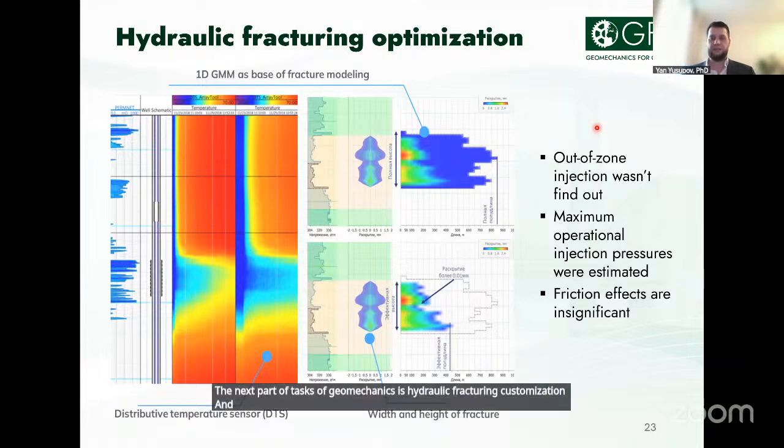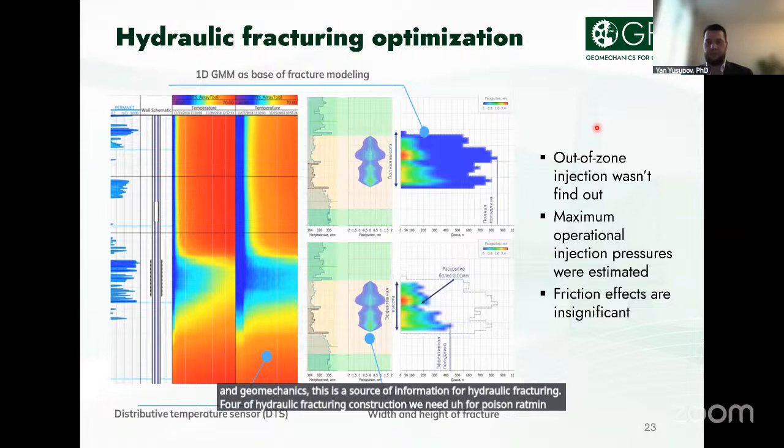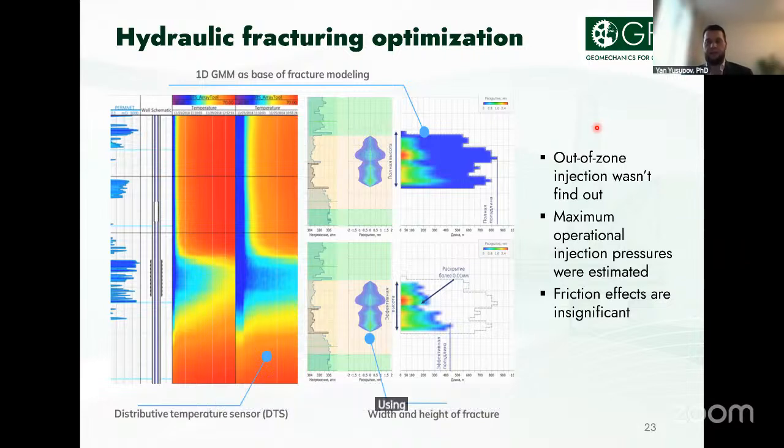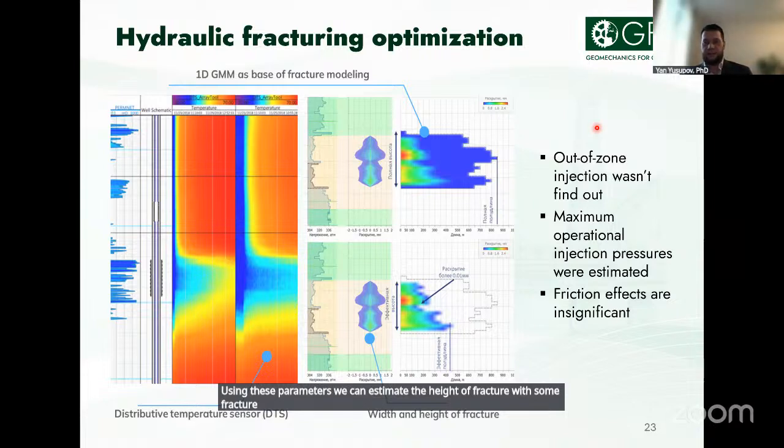And geomechanics is a source of information for hydraulic fracturing. For hydraulic fracturing construction, we need Young's modulus, Poisson's ratio, SH min, and permeability. Using these parameters, we can estimate the height of the fracture, width of the fracture, geometry of the fracture, and other parameters.